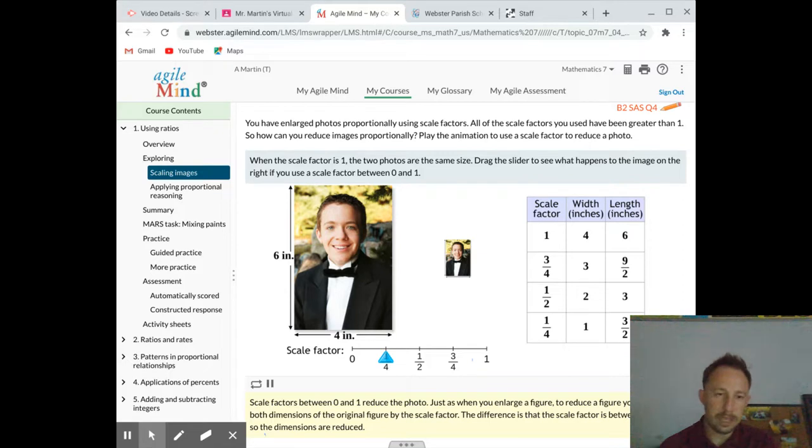Let's read B. Anaje, will you read B for us? Yes, sir. Scale factors between 0 and 1 reduce the photo just as when you enlarge a figure. To reduce a figure, you multiply both dimensions of the original figure by the scale factor. The difference is that the scale factor is between 0 and 1, so the dimensions are reduced.